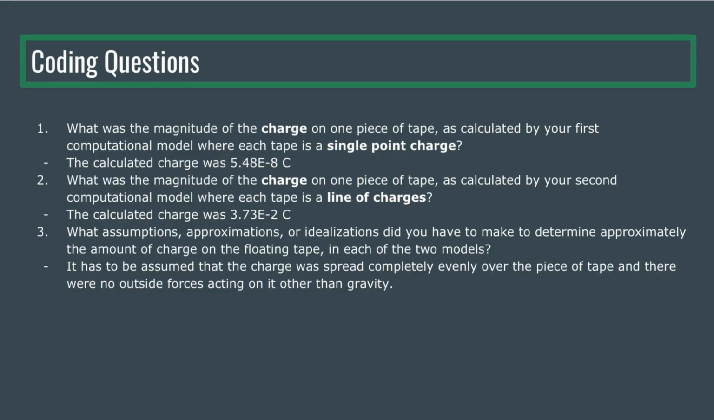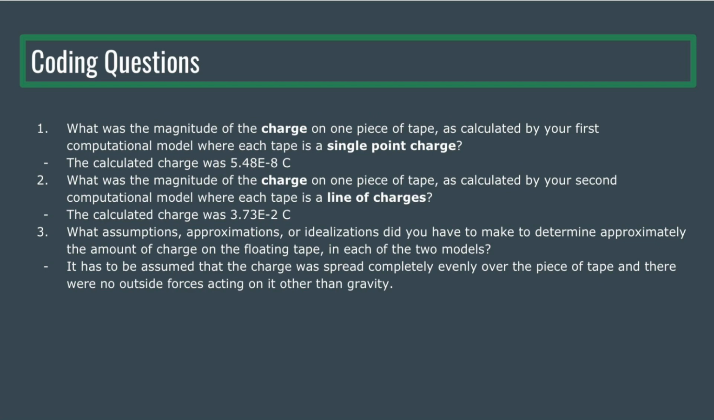Now looking at the coding questions, the first asks about the magnitude of charge on the piece of tape when it's calculated as a single point charge. My charge from my computational model was 5.48e-8 coulombs. The second question asks the magnitude of the electric charge on the second computational model with the line of charges. My model got 3.73e-2 coulombs.